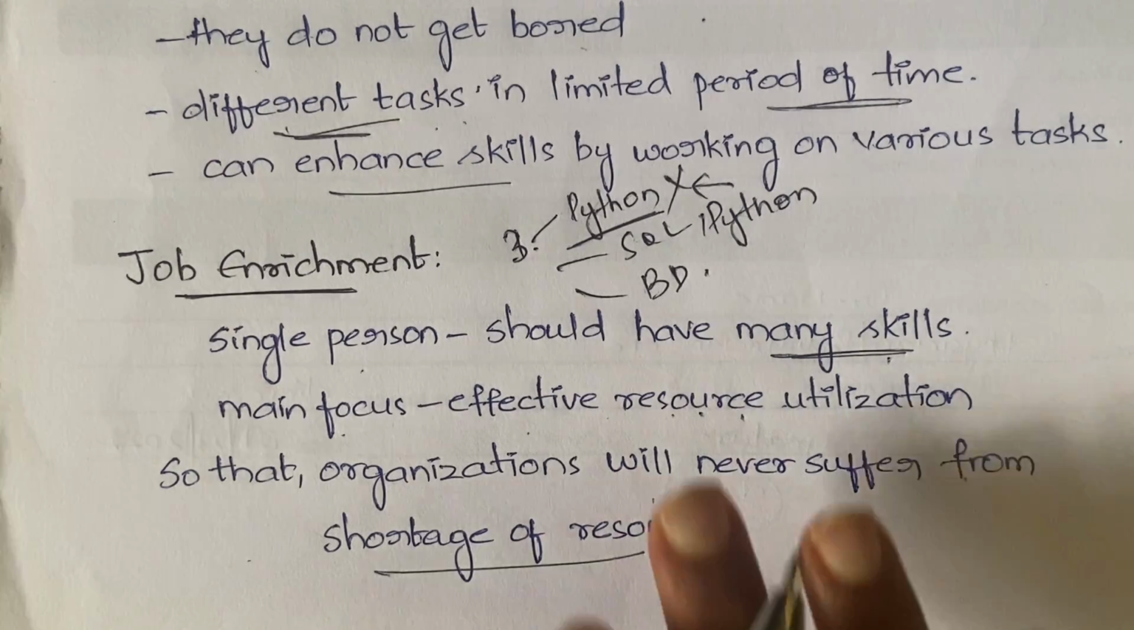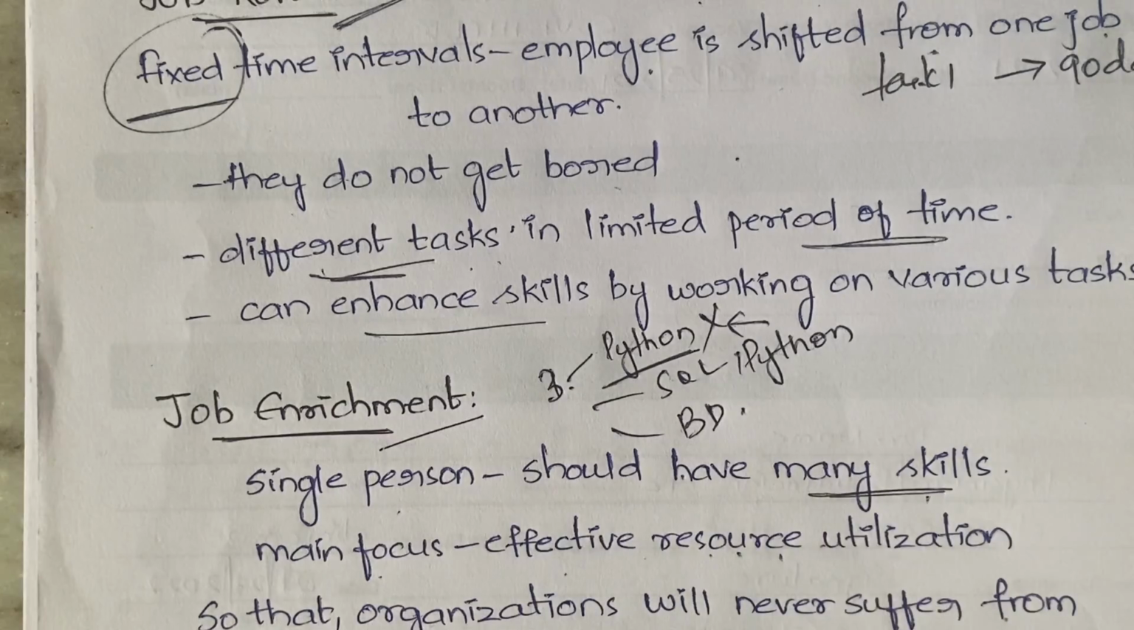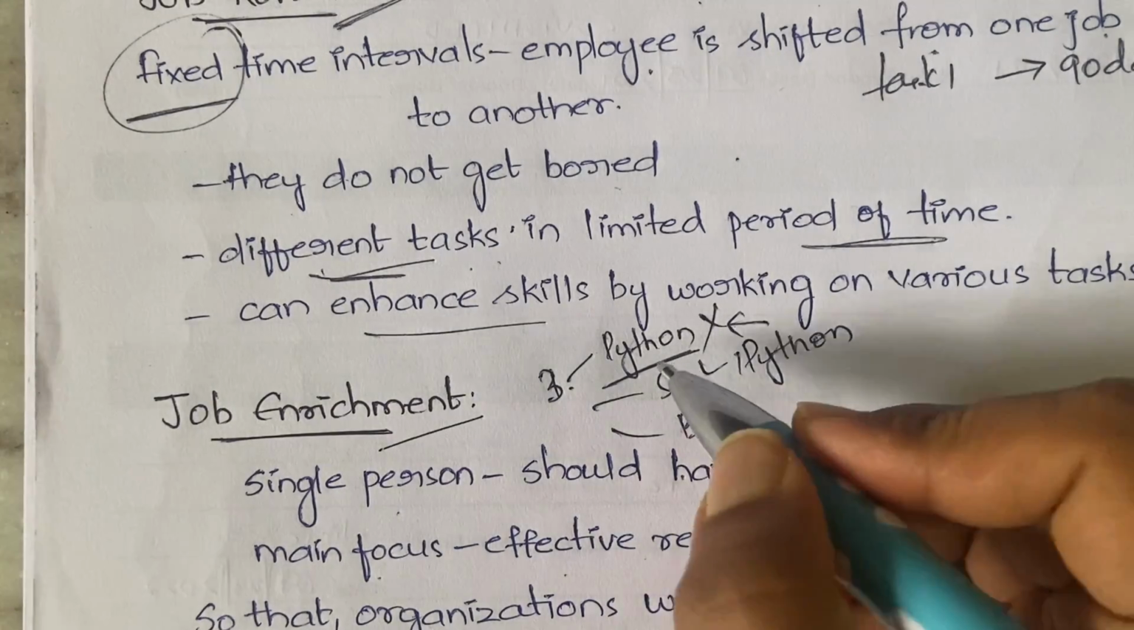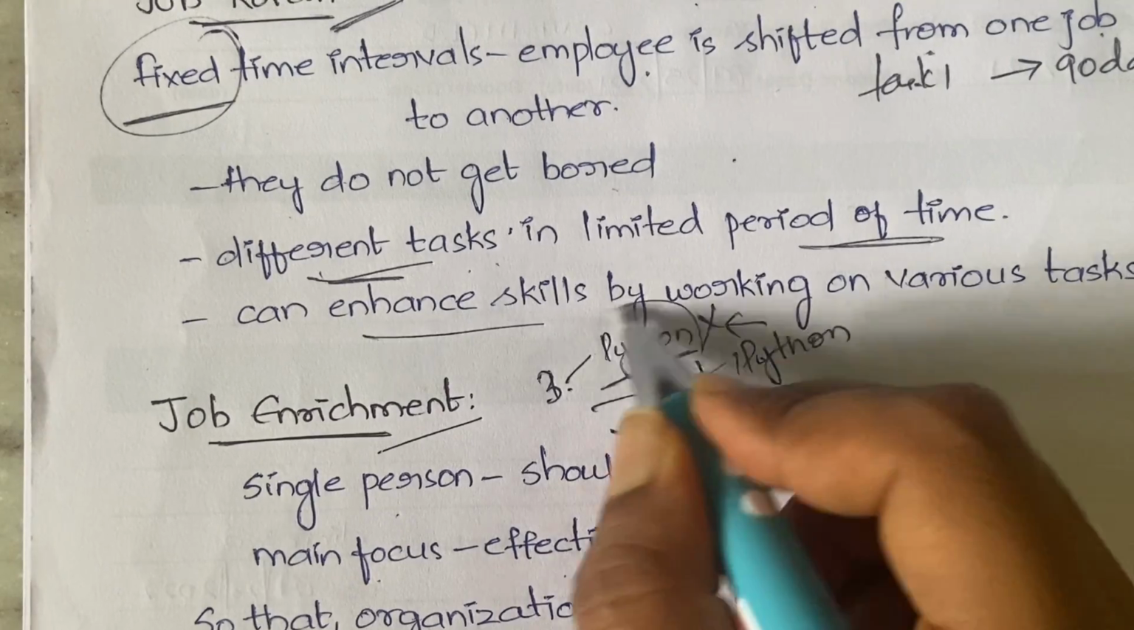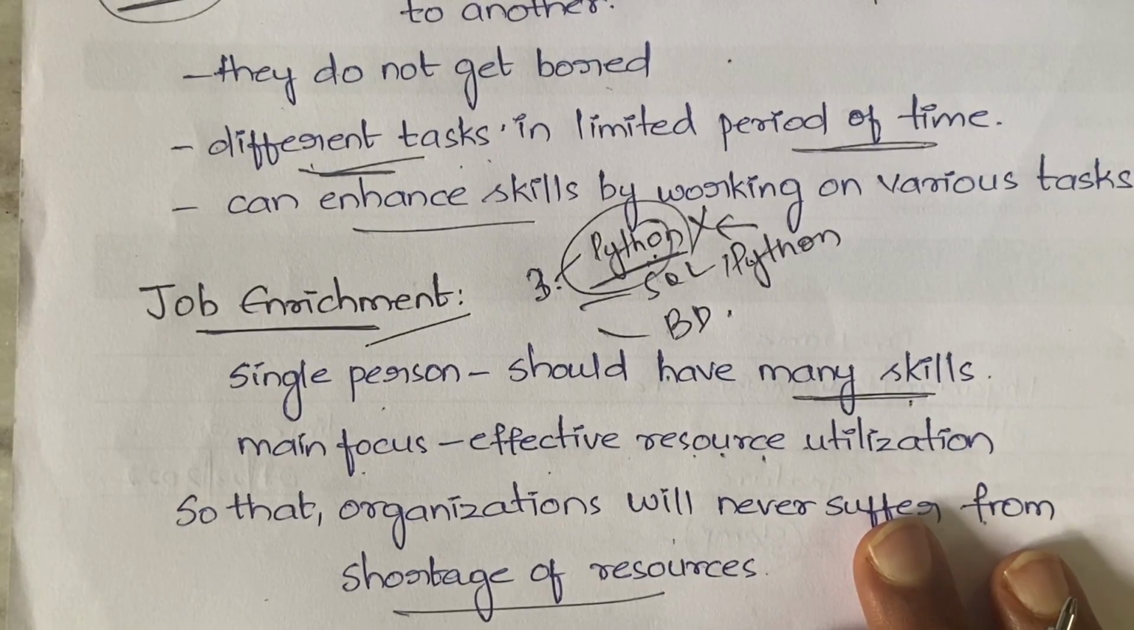Got it? Here job rotation is different, job enrichment is different. Job enrichment is not like the person will definitely be given a chance to work on Python. If suppose this person leaves, or if suppose that person is on leave, in that case this person will work. Okay, so that is about job enrichment.